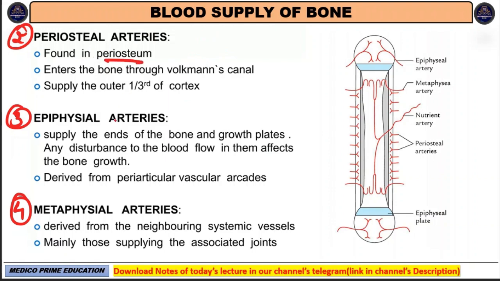So the periosteal artery is found in the periosteum, and you can write it in one line like that. The epiphyseal artery is found in the epiphysis. The metaphyseal artery is found in the metaphysis. Okay, so how do the periosteal arteries enter? They enter through the Volkmann's canal.